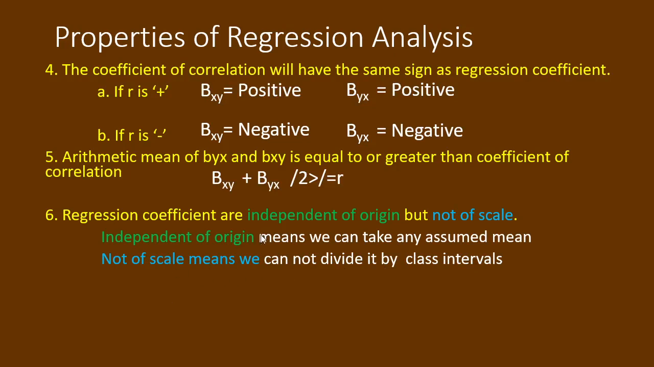So regression coefficient is independent of origin. We can take any number as our assumed mean but not of scale. So we cannot divide the numbers by scale. And the last one, the two regression lines meet at the point x bar, y bar. The intersection point of the regression lines is x bar, y bar. At this particular point in a graph, the two lines will intersect.